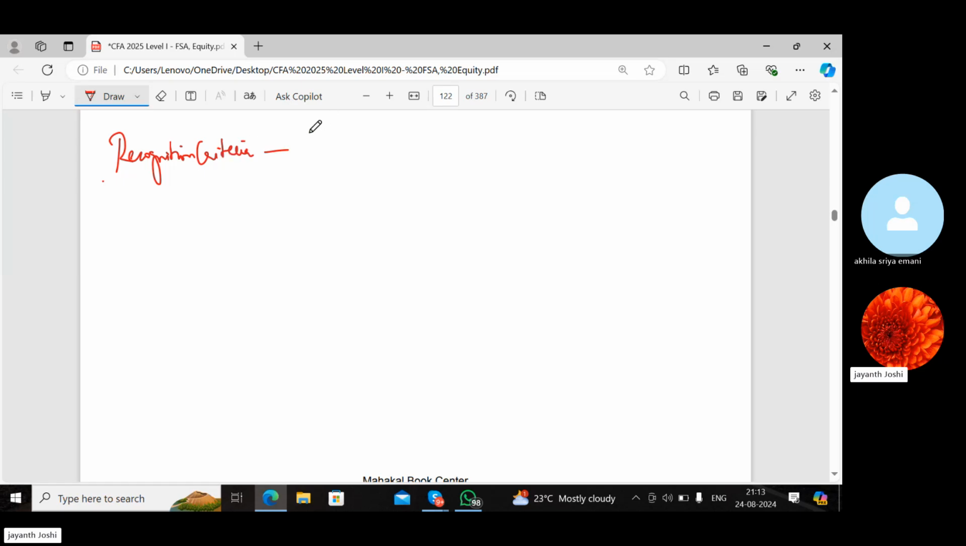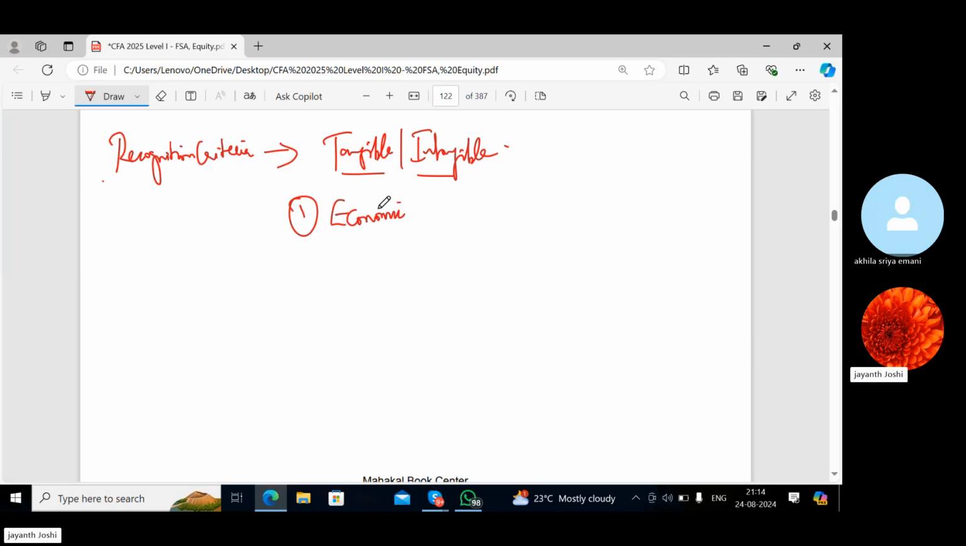We discussed yesterday that any resource which matches the definition of an asset can be recognized as an asset, and the criteria for recognition is the same for tangible or intangible assets, because both give us economic benefits. And point number two, which is very important, is their cost should be measured reliably.